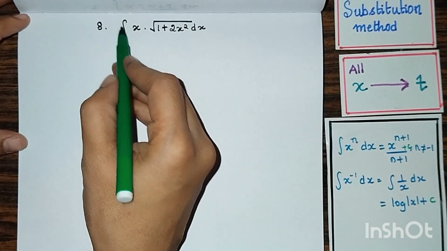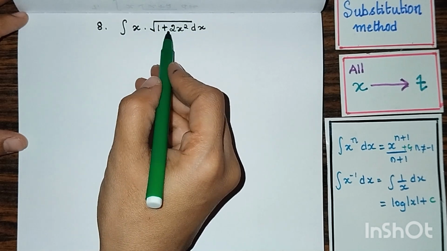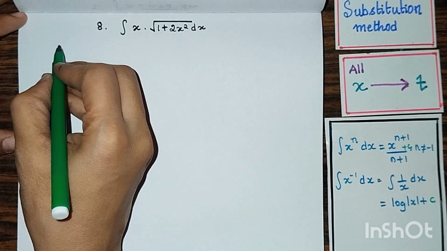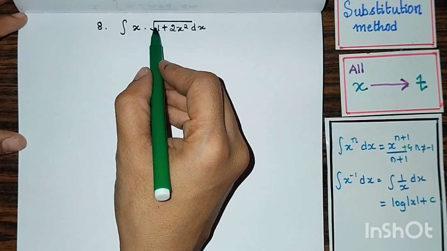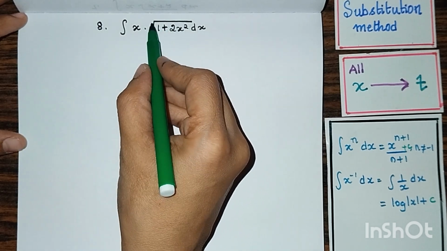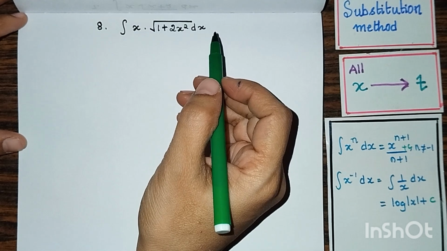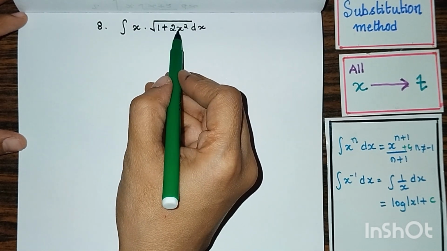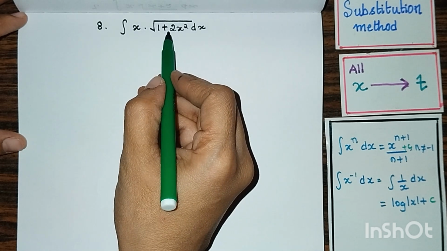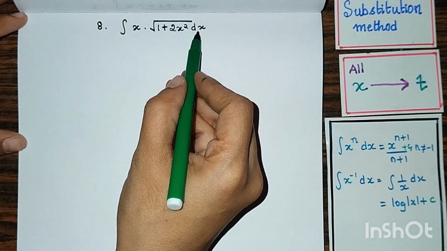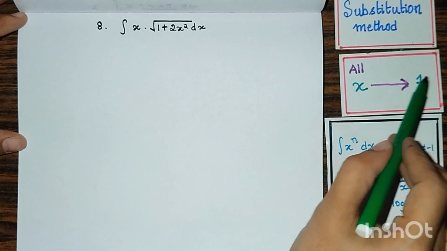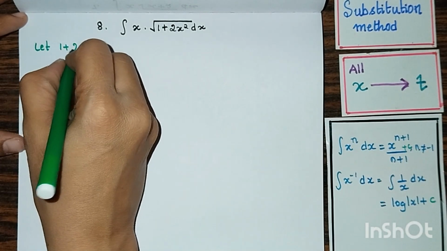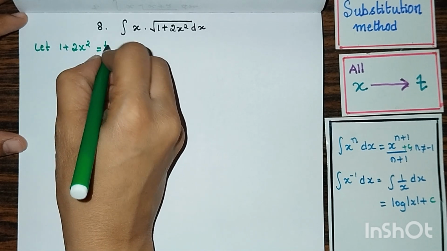Question number 8. Integral of x into square root of 1 plus 2x square with respect to x. So here we have a quadratic term under the square root. So we have to substitute 1 plus 2x square is equal to t, and then we have to substitute for x as well as for dx, so that all the x will be in the form of t. So let 1 plus 2x square is equal to t.